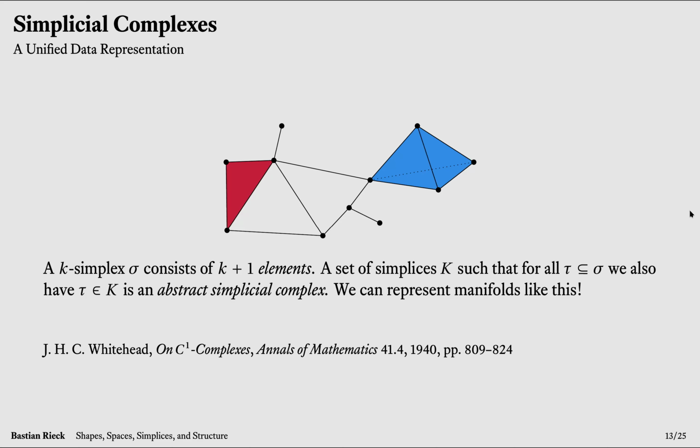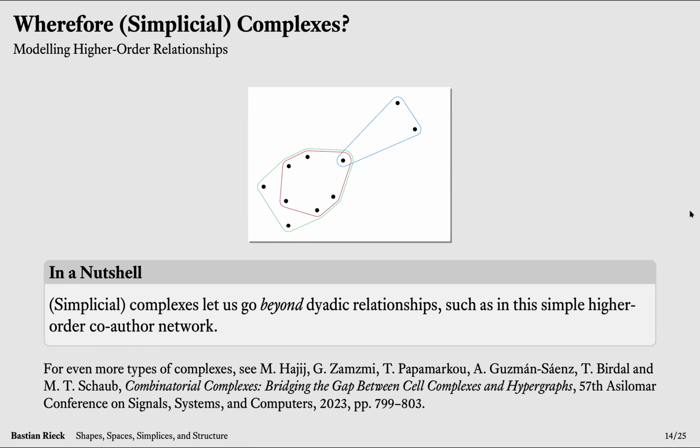Now, why do we want these simplicial complexes with higher order relationships? Well, in a nutshell, a simplicial complex enables us to go beyond the standard dyadic relationships that we typically look at in a graph. The best way to represent this is a co-author network, which has higher order relationships. In a co-author network, you can model each paper by a set of authors. Not all the authors have co-authored things together. Just the fact that I wrote a paper with Alice and Bob doesn't mean that Alice and Bob also wrote a paper together.